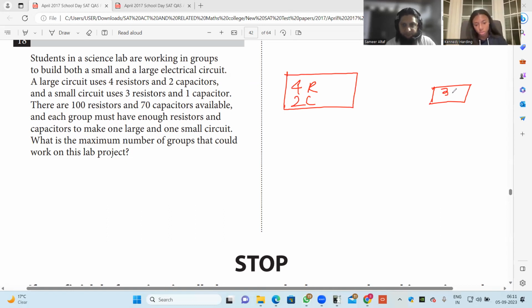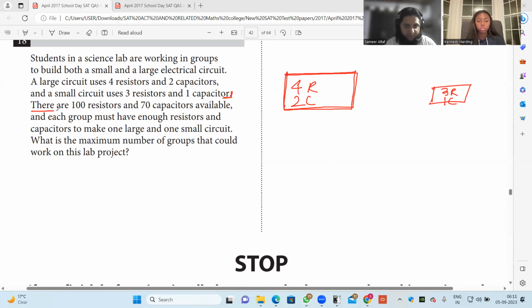3 resistors and 1 capacitor. Okay. For example, if I'm having 2 large circuits, how many resistors will I require? You would need 8 resistors and 4 capacitors. Exactly. So it depends on the number of circuits which I'll be using. I'll be requiring those many resistors and those many capacitors. All right. So these are the 2 things which we have, understood till here.